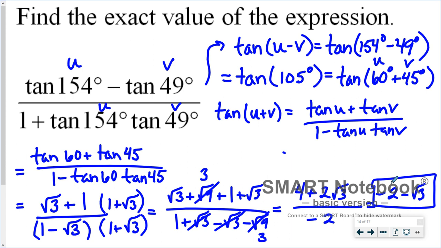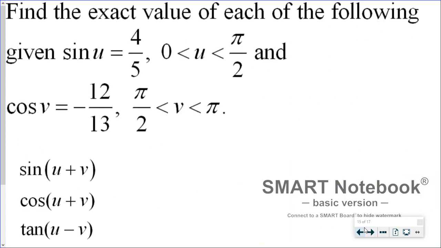Is everybody okay with how I simplified there, or do we need more detail? Think we're good? I mean, I don't mind explaining if I need to. Is everybody okay with the simplification? Yeah? Okay.